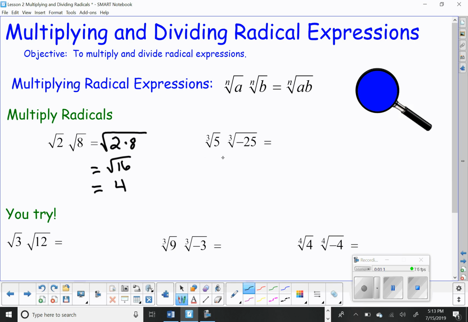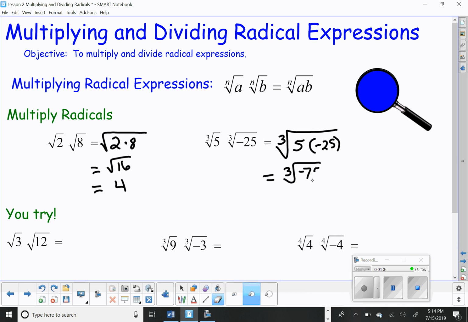Now, the cube root of 5 is not a perfect cube. Negative 25 is not a perfect cube. So I can combine them underneath one radical. 5 times negative 25 will give me the cube root of negative, not negative 75, silly me. The cube root of negative 125, and the cube root here is negative 5.